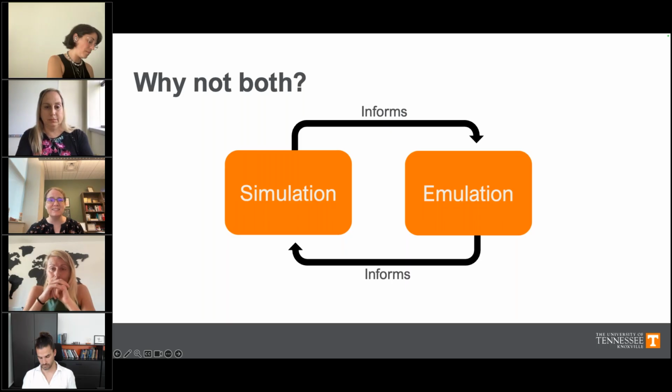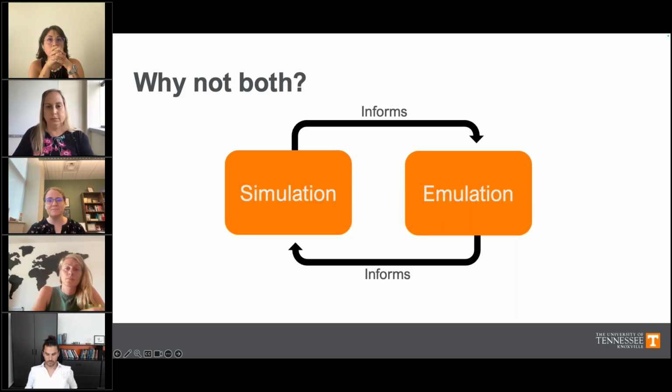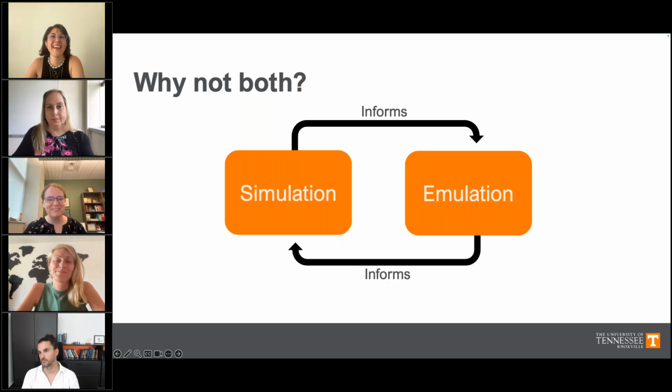I don't think this is an either or moving forward. I think it's both. I think there are going to be places where both are very, very useful to the field, where both have their strengths. But I also think they really have the opportunity to help inform each other as well in their design and their operation moving forward. So with that, I will turn it back over to Julia, here again from Team Emulation.